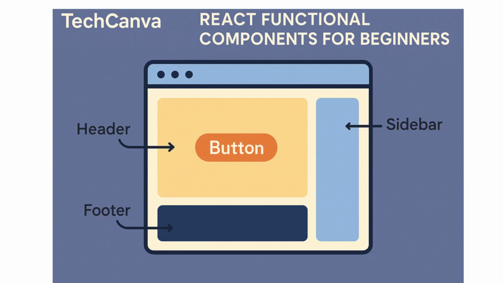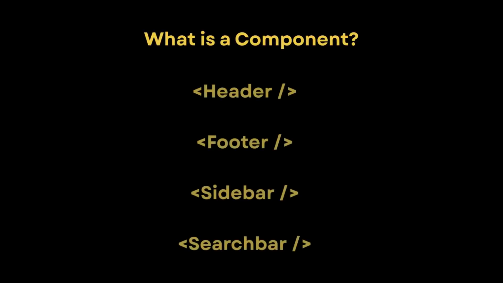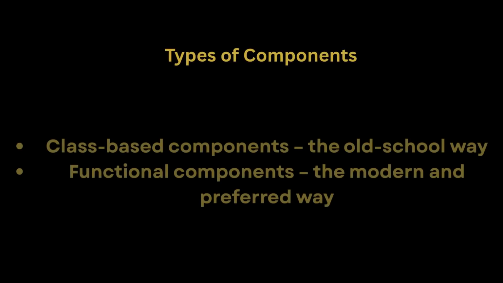Let's get started. So what exactly is a component in React? In simple words, a component is a reusable piece of code that returns part of the UI. Whether it's a header, a button, a footer, a sidebar, or a search bar, all are components. React helps us build apps by breaking down the UI into individual building blocks, and each block is a component.